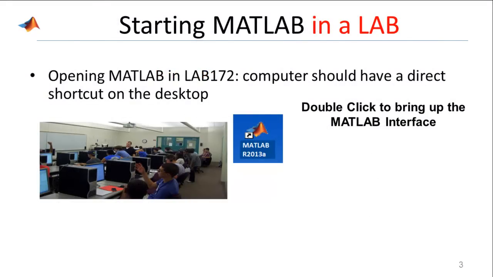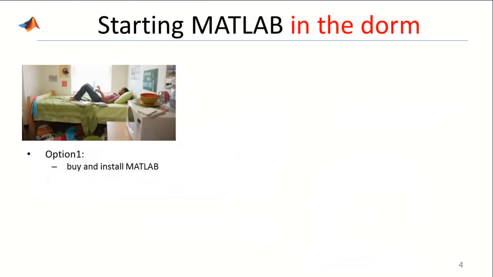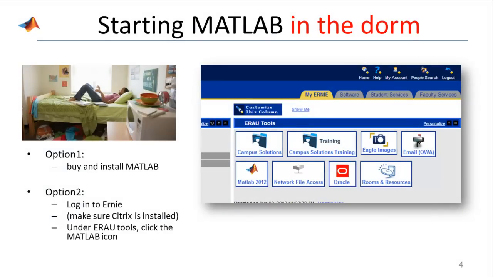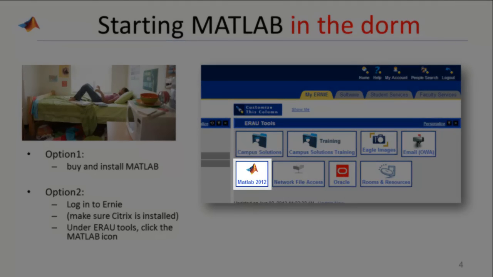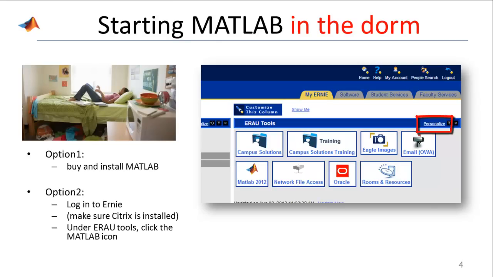To start MATLAB in any computer lab on campus, check the desktop first for an icon. If it exists, simply double-click. If there is no icon, you may have to search in the search button. However, if you are in the dorm or off campus with your personal computer, there are two options. The first one is to buy MATLAB and install it. The second one is to log into ERNI, make sure that Citrix is installed, and under ERAU Tools you will see the MATLAB icon. If you don't see it, make sure you click the personalized link and make it accessible.